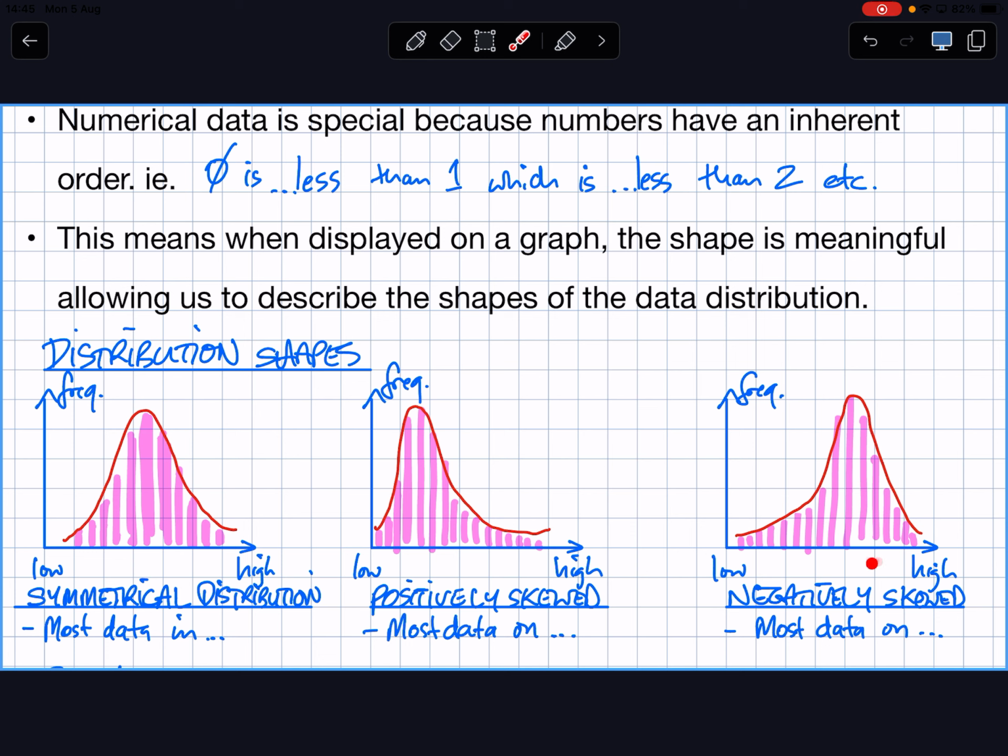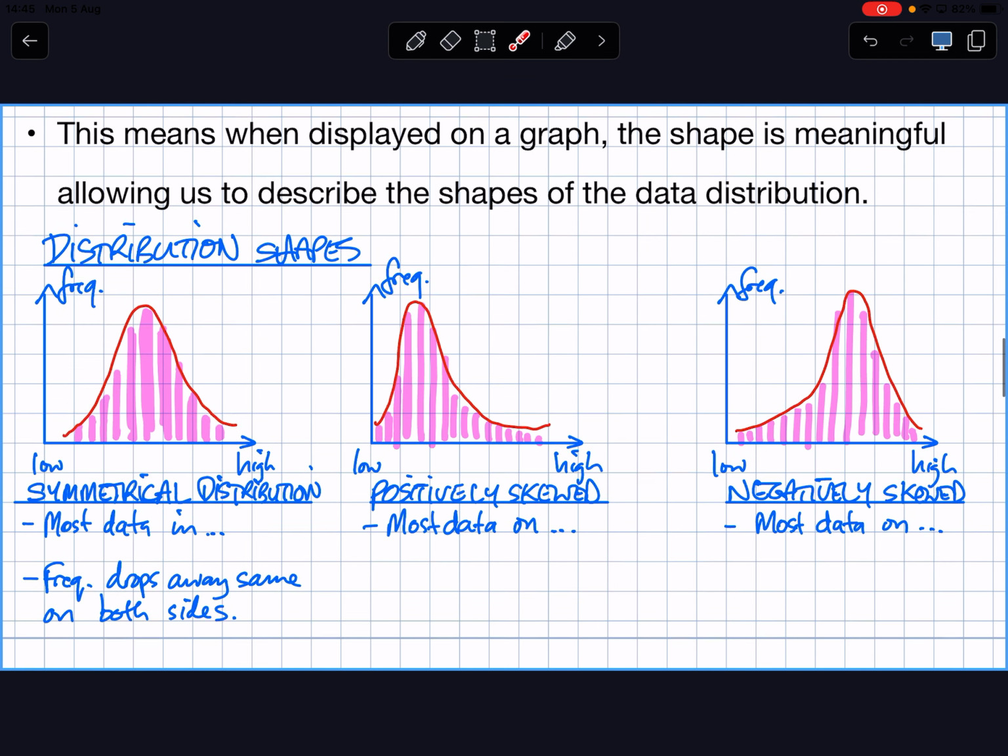So if I drew hair color on the bottom, it's literally up to me what order it goes in. Therefore, would the shape have any meaning whatsoever? No, because I could just order it differently and the shape would be completely different. But have I established here that you have no choice in the order of numbers? It goes from low to high. So when the data is numerical, the shapes mean something.